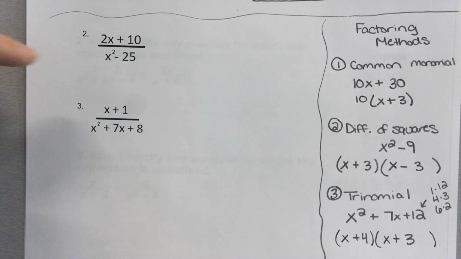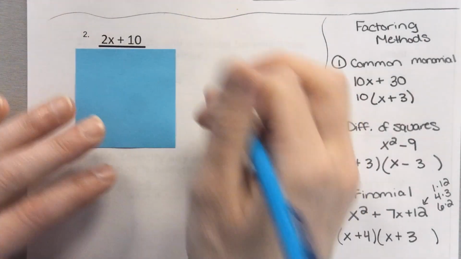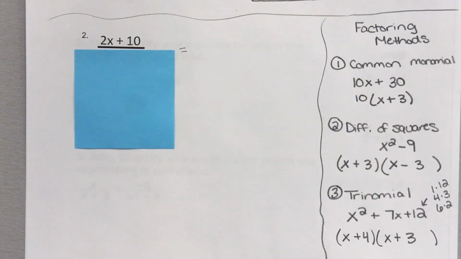So let's look at these problems now that are a little bit trickier than number 1. Okay, I always look through them in this order. So I put them in this order for a reason. I always look for common monomial first, then difference of squares, and then trinomial. So let's start with number 2 with just the numerator. So I'm going to cover up everything else. Not even going to think about any other piece of it. So look at just 2x plus 10. Is there something in common? Yes. What can I take out?